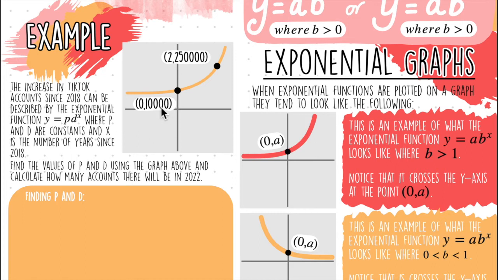Well, we're given these 2 points here. If a function passes through a point, it means that these values are a solution to the function, i.e. when x is equal to 0, y is equal to 10,000. And what you can do, you can take those values of x and y and put them into your function and then see what happens. So let's just go ahead and do that.